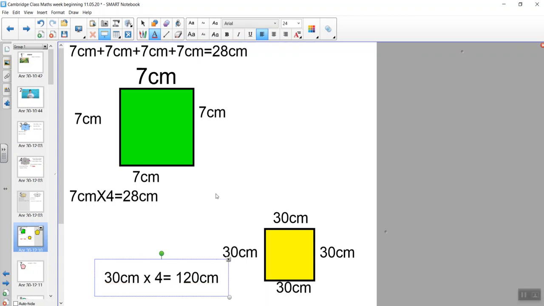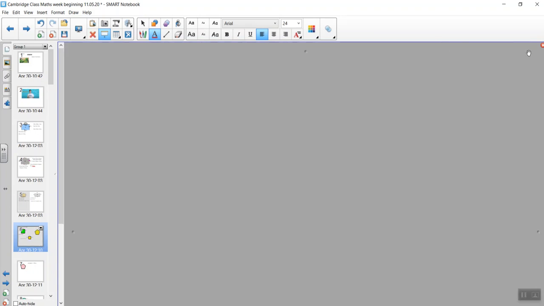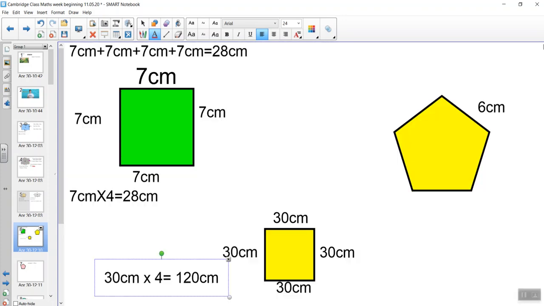Now, we can use the same method when we're looking at a regular shape that's not a square. Let's look at this shape here. This shape is a pentagon. It's got 1, 2, 3, 4, 5 sides, and it's a regular pentagon, so that means that all the sides are the same length. So I can use the same method. I know that each one of these sides is 6 centimetres long, and I can add that in. They're all 6 centimetres.